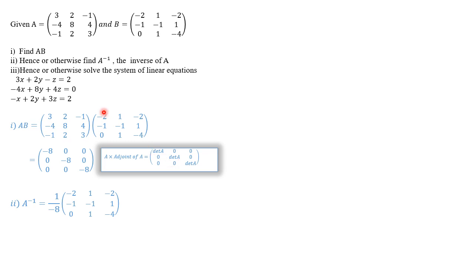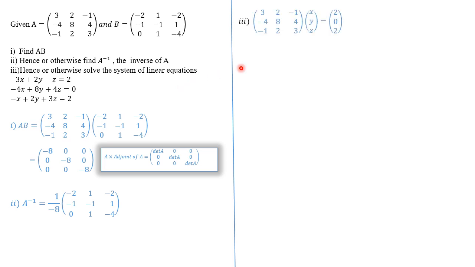So now let's go to the hence part, where they're saying hence or otherwise solve the systems of linear equations, right? This system of linear equations can be expressed in matrix form. We just write the coefficients of x, y, z following their order. In the first row we write 3, 2, minus 1. Second row minus 4, minus 8, 4. Third row minus 1, 2, 3. Then x, y, z. Then we write the resultant answers on the right hand side.